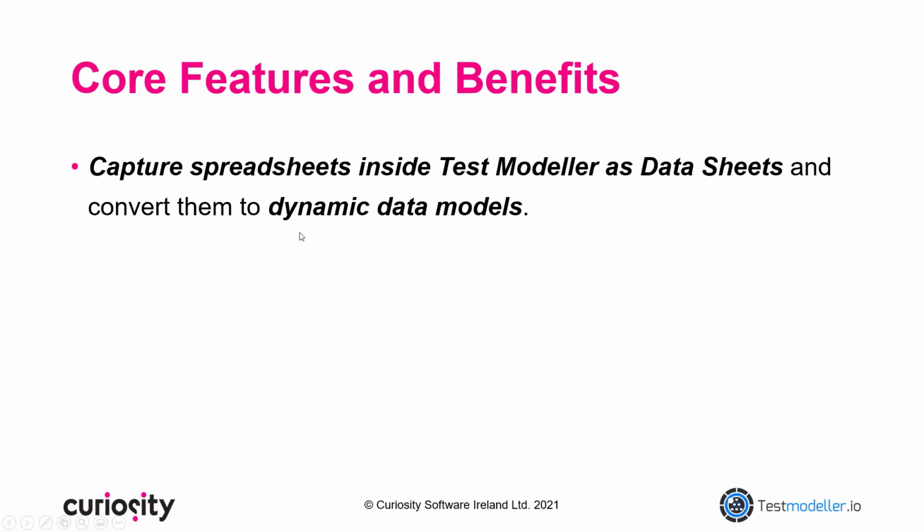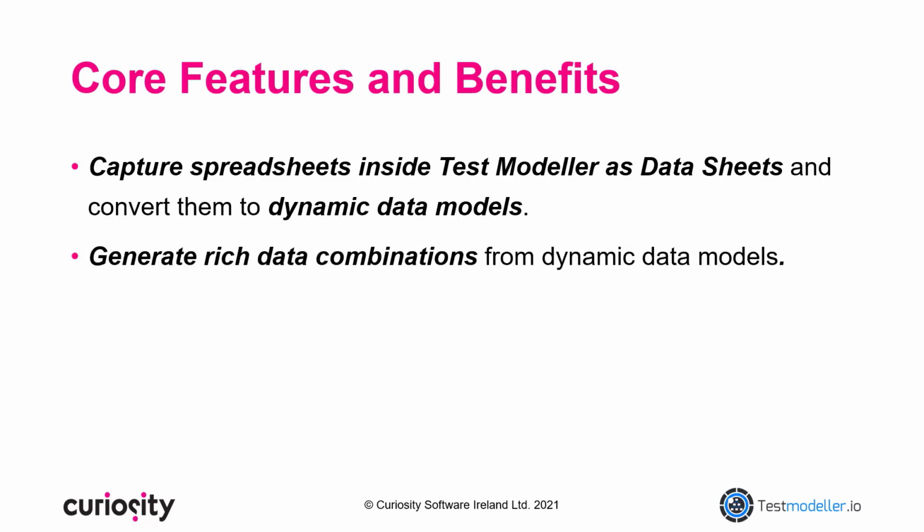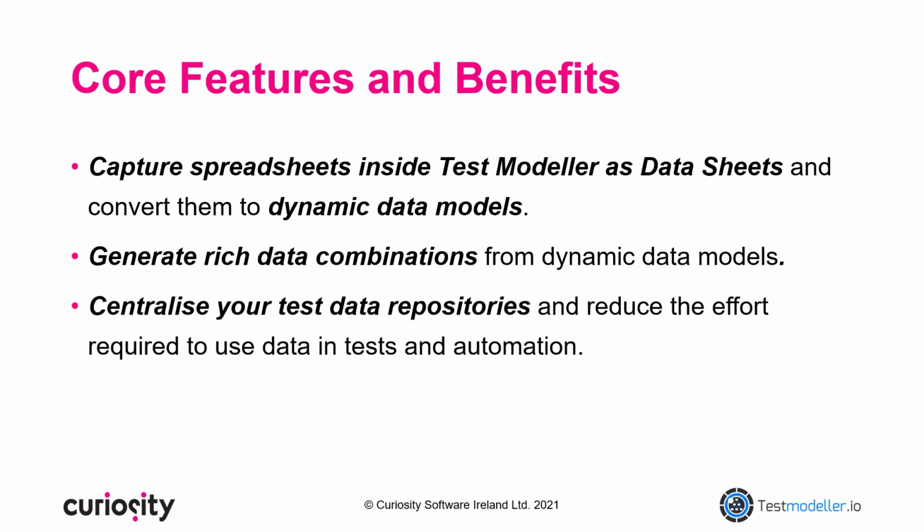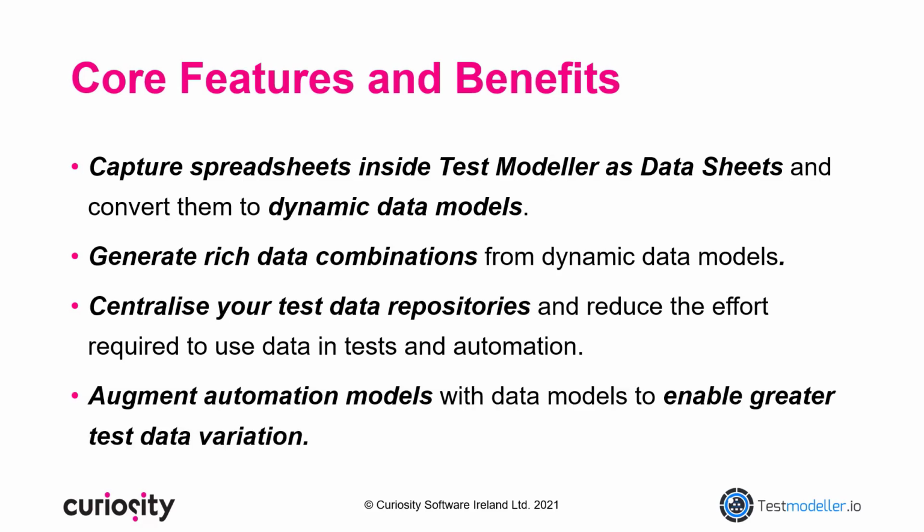First, we can remove the need for big folders of messy spreadsheets by accurately capturing them inside Test Modeler and converting them into useful data models. These data models allow testers to generate very rich and varied data combinations for test. This approach allows for the centralization of test data repositories and reduces the effort required to use your test data in tests and automation. Modelers can also augment their existing automation models with data models to enable greater test data variation.